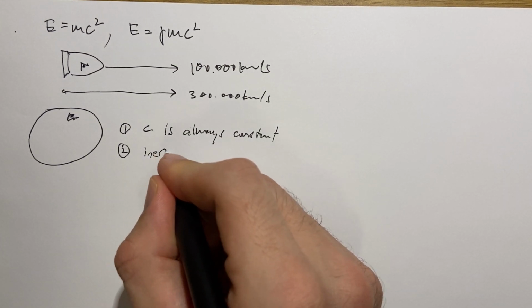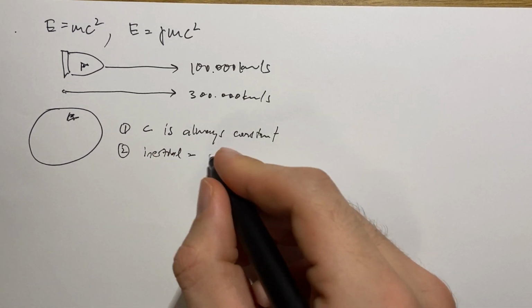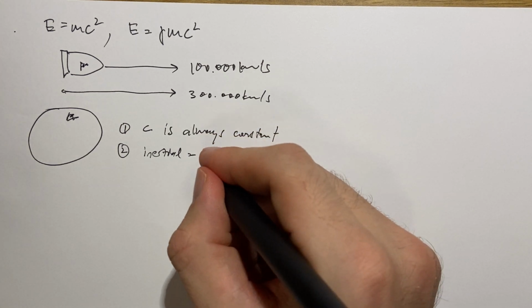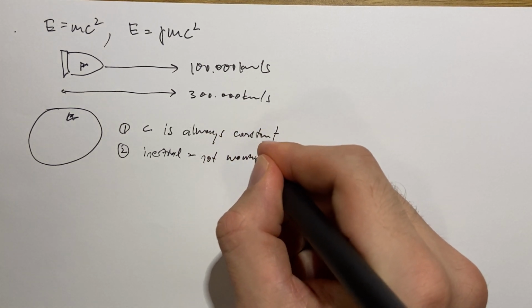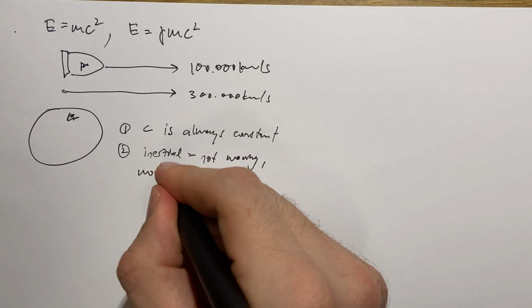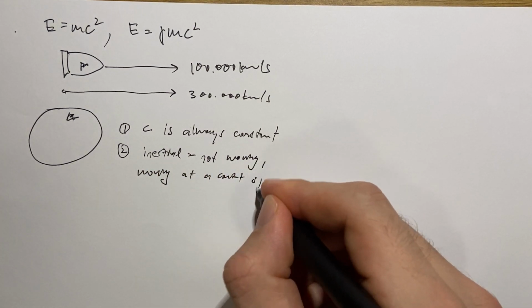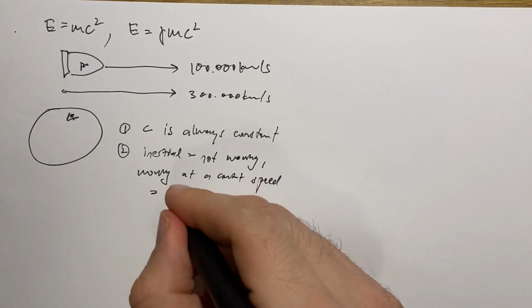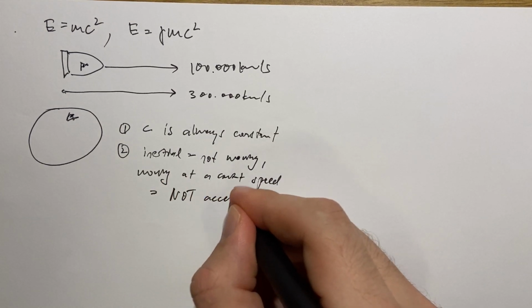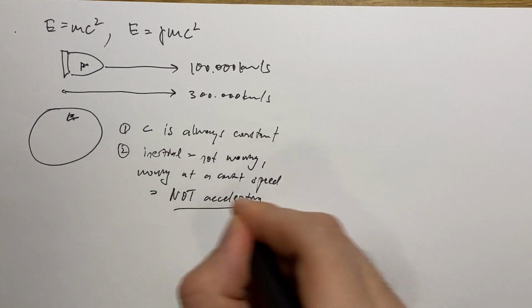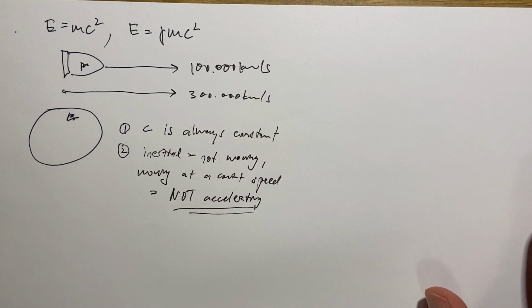So what does inertial mean? Inertial means a reference frame that is not moving, or that is moving at a constant speed. And this means not accelerating. Not accelerating, and that's important.